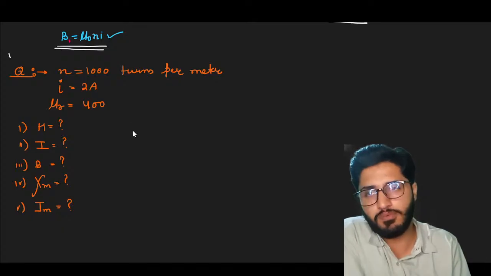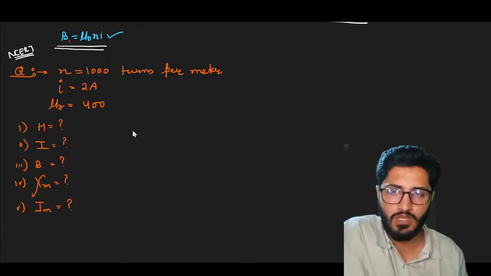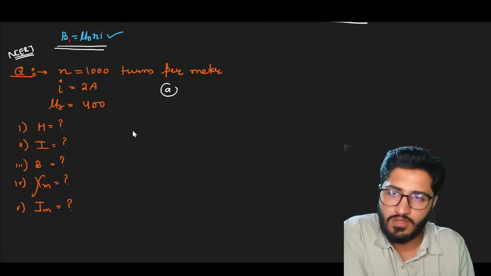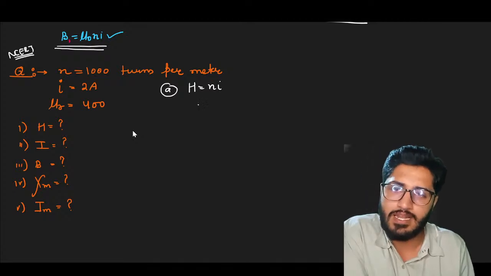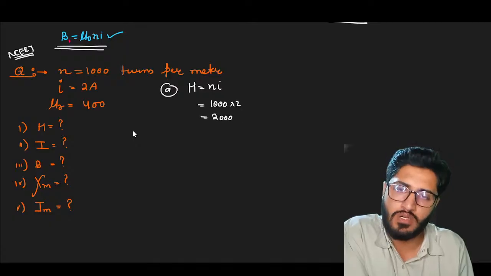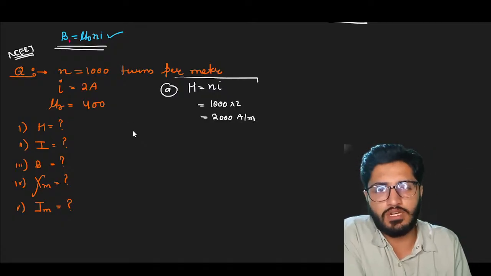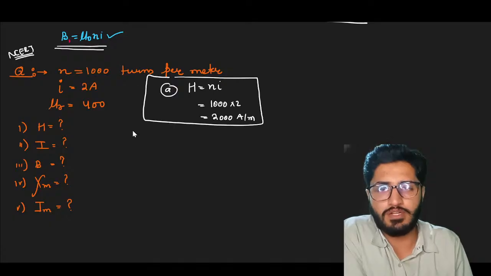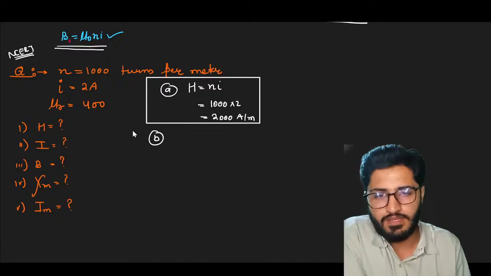Basically, it is an NCERT problem, right? First thing, how to find H? Sir, we know H is nothing, it is N times I. And N is 1000, I is 2. So my answer came out to be 2000 ampere per meter. Done.